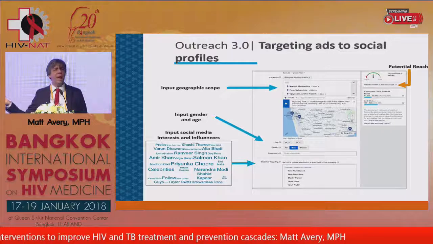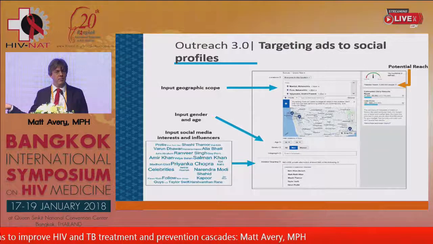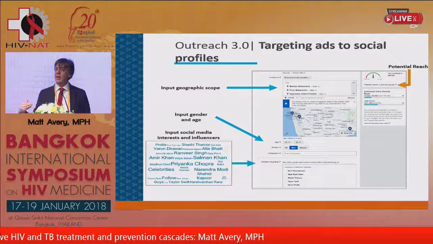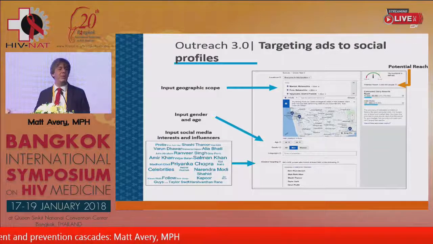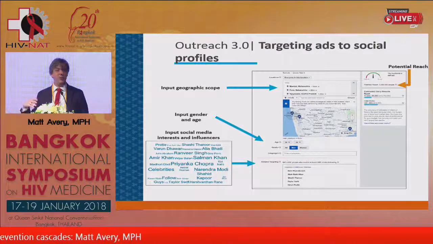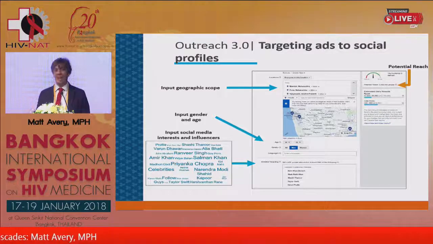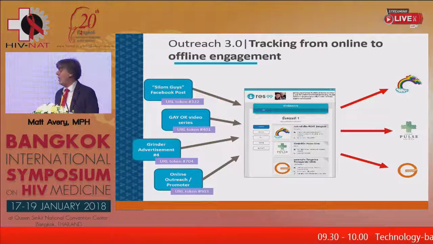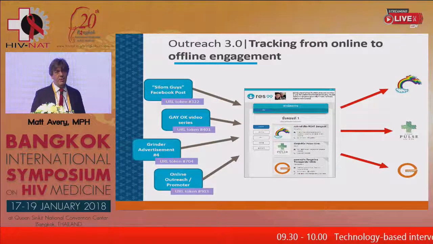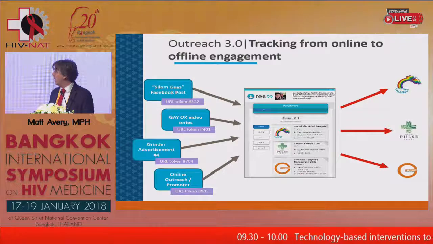Of course, the question is, how do we know that all of this works? If we're asking social media influencers to reach our target populations for us, if we're paying for boosted Facebook ads to put information in front of users' eyes, how do we know that any of that is translating into people actually accessing services? So here in Thailand, we are piloting a model, we call it O2O, online to offline. We have created an online platform.